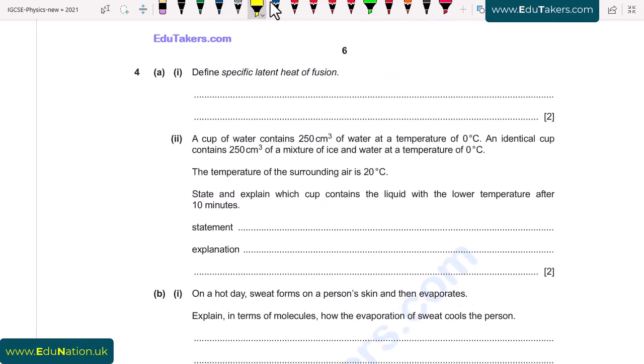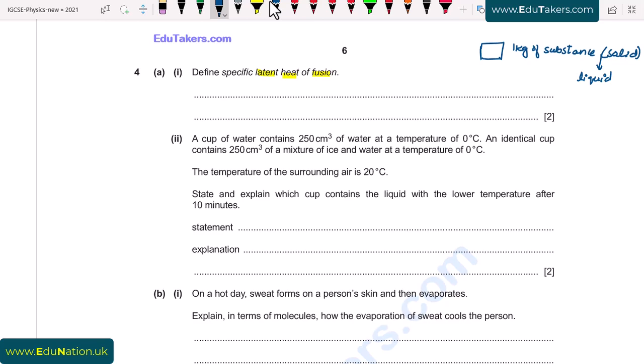Question number 4, part A, 1. Define specific latent heat of fusion. So here we have to write the definition of specific latent heat of fusion. If I consider 1 kilogram of substance that is solid, in order to convert this solid into liquid, energy is required. So the amount of energy that is required to convert 1 kg of solid into liquid is basically the specific latent heat of fusion.